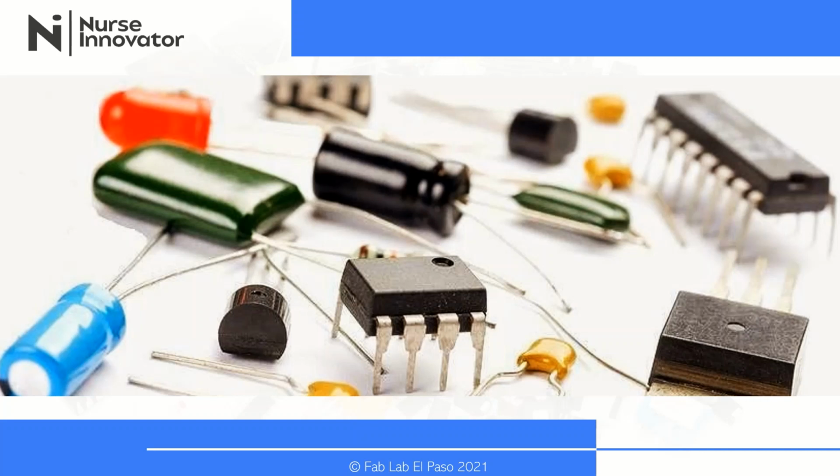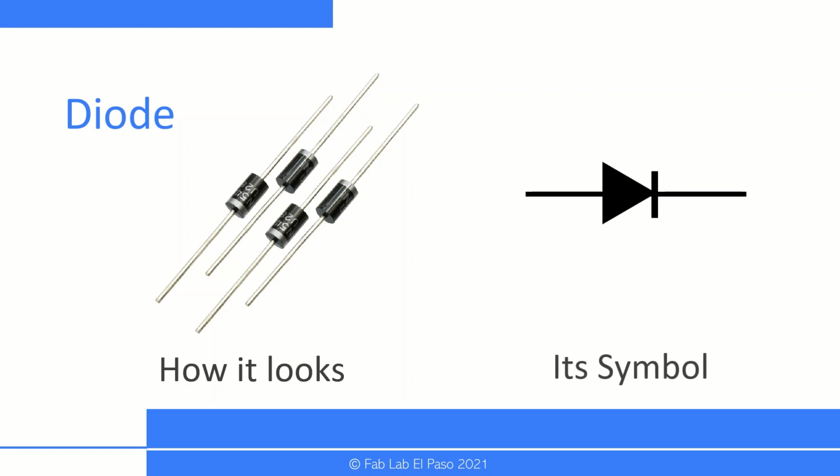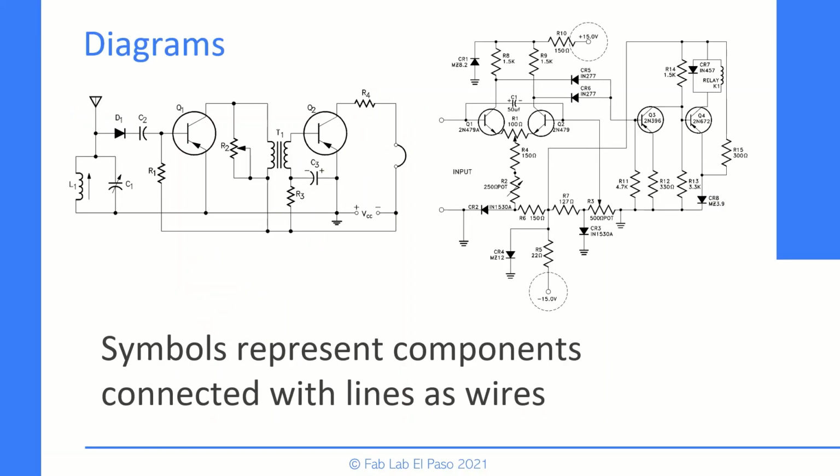So now that we know more about how electricity works, what components can we use? And how do they work? We mentioned before the diode, and the symbol for this element looks like this. And before we proceed with showing every component, let's learn about how electronic diagrams work so you can start designing circuits and reading them. We represent them in a 2D view where symbols represent components and we can connect them with lines representing the wires.